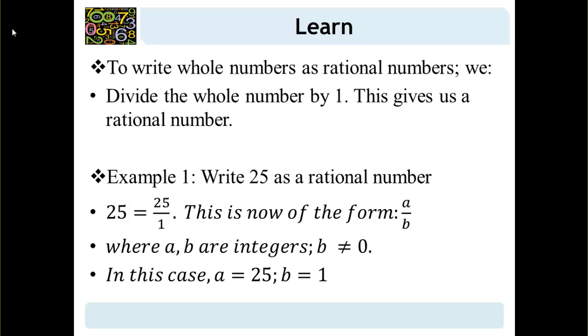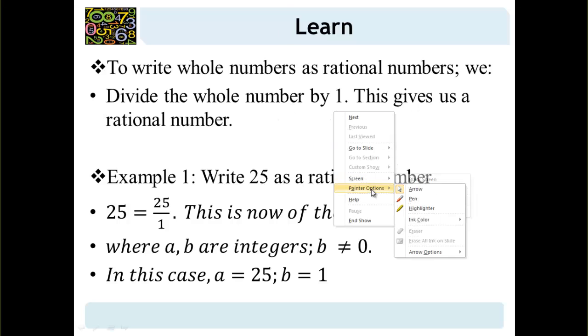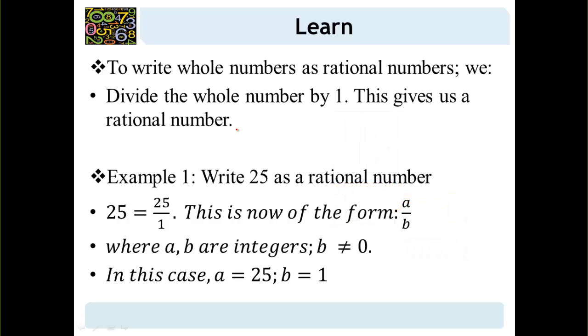In order to write whole numbers as rational numbers, all we have to do is to divide that whole number by 1. Remember that, if you can recall, in the previous video, we said that a rational number is any number that can be expressed as a over b. a is an integer, b is an integer, and b is not equal to 0.